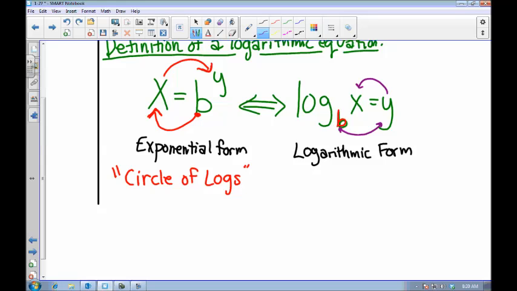Just one sec. Well, it'll be a log base 2 of 1 equals y. Yeah. Okay.